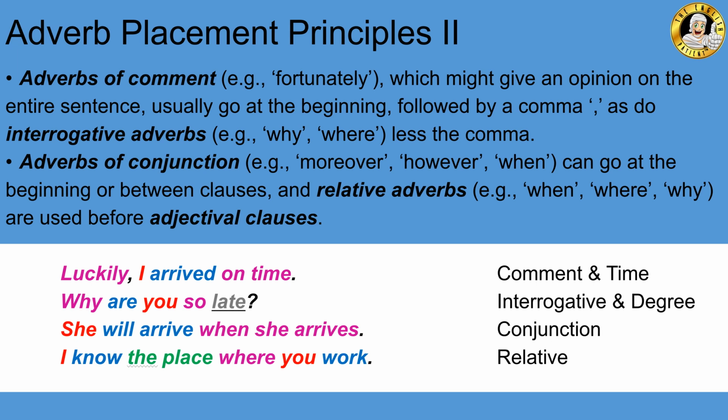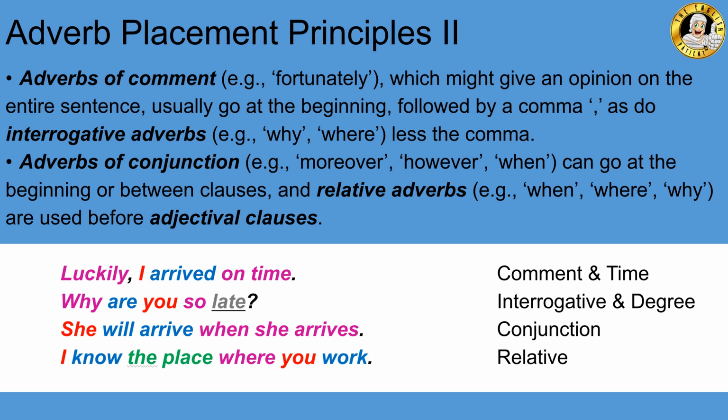Adverbs of conjunction, which include words like moreover, however, or when, can go at the beginning or between clauses. And relative adverbs, words like when, where, and why, and notice that there is a lot of interchange here. Depending on the word itself, it can actually be a relative adverb, or it can be an interrogative adverb, depending on how it's used. But these will be used before an adjectival clause, meaning a full clause with its subject and predicate, which is being used as an adjective, a relative clause. And these would then be relative adverbs.